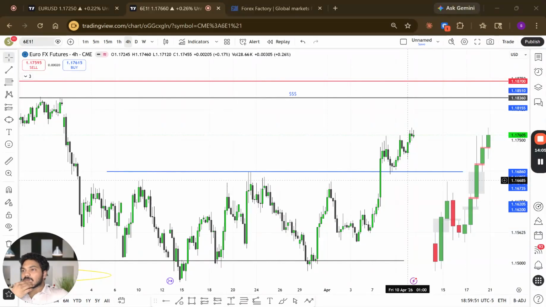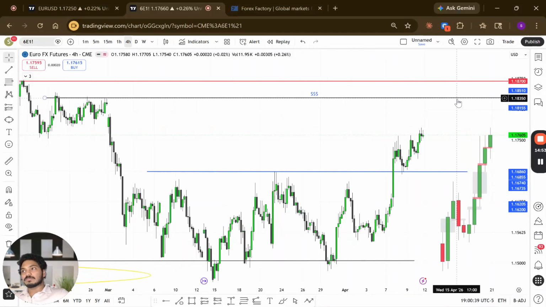In ICT terminology, when a level of resistance is broken with strong displacement, it often acts as a mitigation block, or we can also call it a breaker block, when we see a return to that same level. So we rallied up, engineered some short-term highs, and then dropped back down.